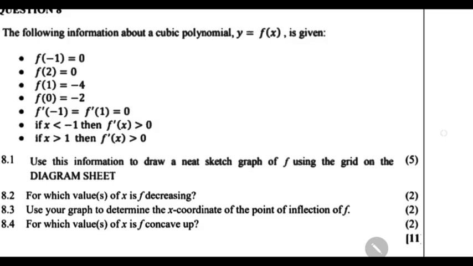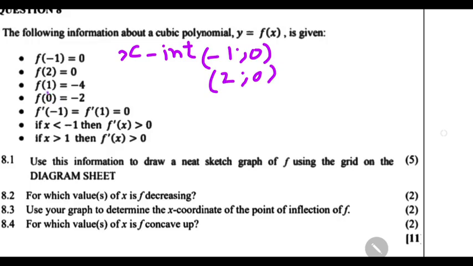The question says the following information about a cubic polynomial y is equal to f of x is given. Now here f of -1 is equal to 0, which means this is one x-intercept we have here. So the x value is -1 and the y value is 0. Then he says f of 2 is equal to 0. So this is the second x-intercept, x value 2, y value 0.